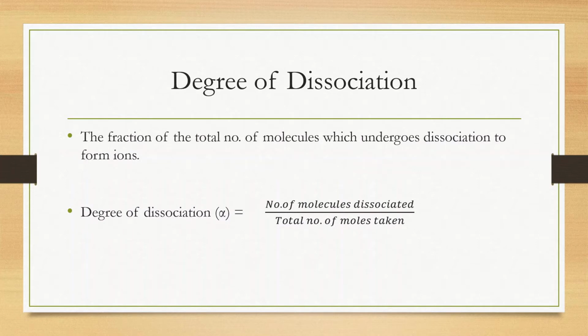Now, when we talk about the degree of dissociation, the degree of dissociation is defined as the fraction of the total number of molecules or the total substance which undergoes dissociation to form the corresponding ions. Or in other words, the degree of dissociation, which is denoted by alpha, is equal to the number of molecules dissociated divided by the total number of molecules or moles that are taken.